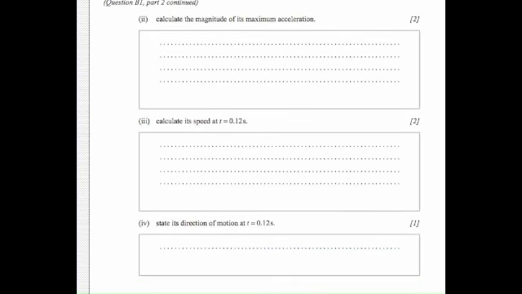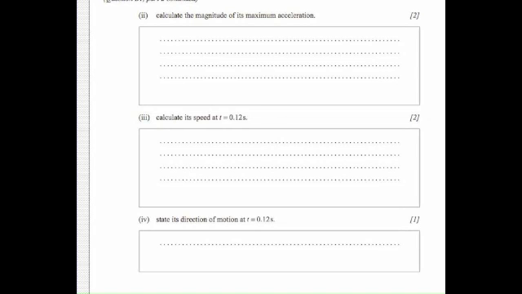Now, to calculate the magnitude of the maximum acceleration. Well, we have a displacement time graph, and if we know the relationship between acceleration and displacement in simple harmonic motion, we should be able to find the acceleration. So the relationship is the acceleration is minus omega squared x, where omega is the angular frequency. So let's find the angular frequency in this motion.